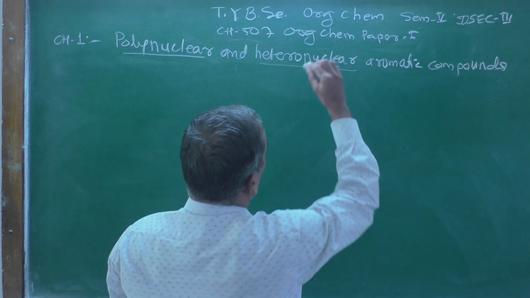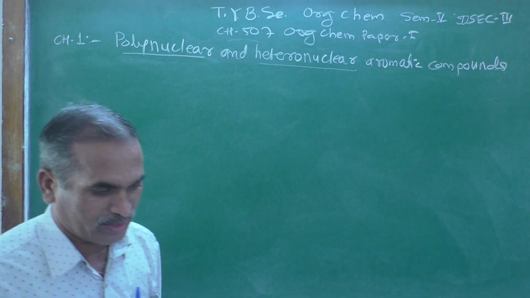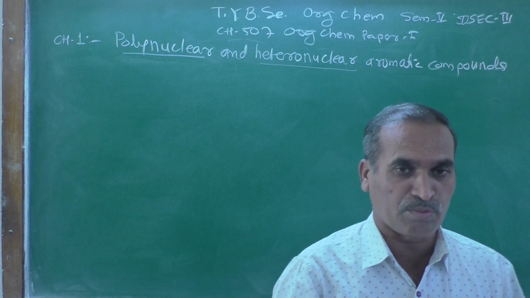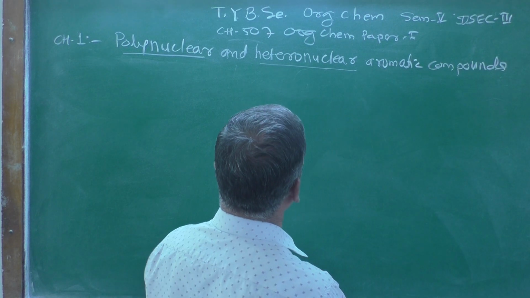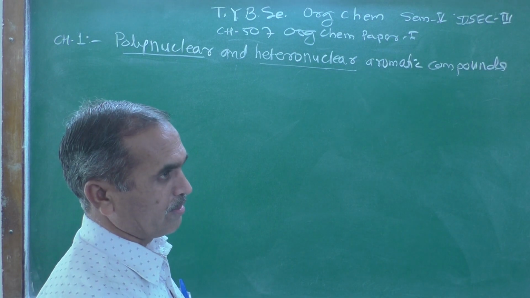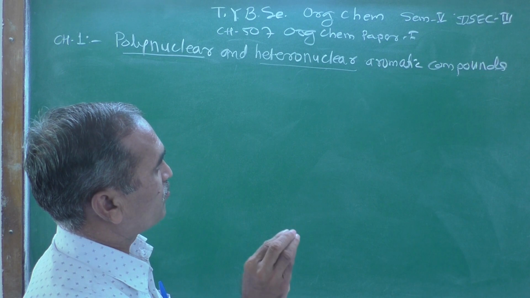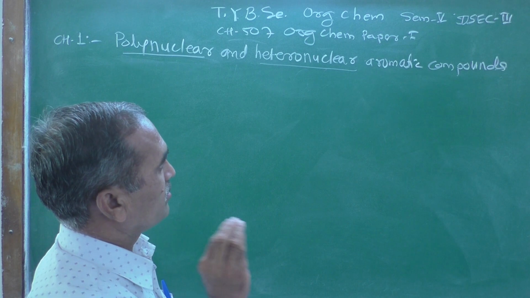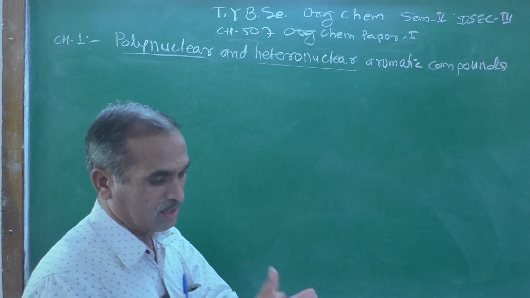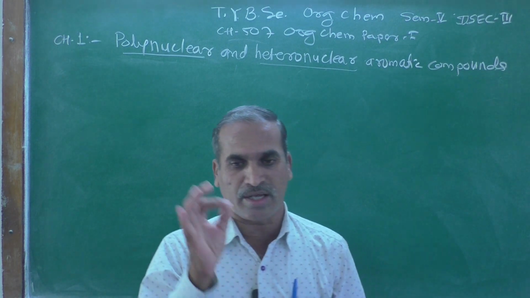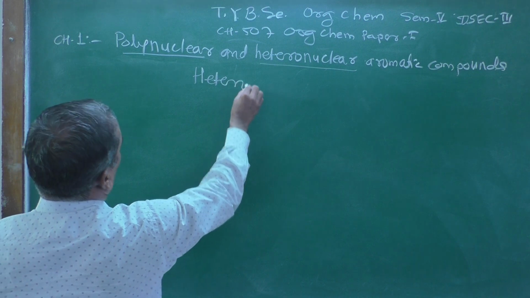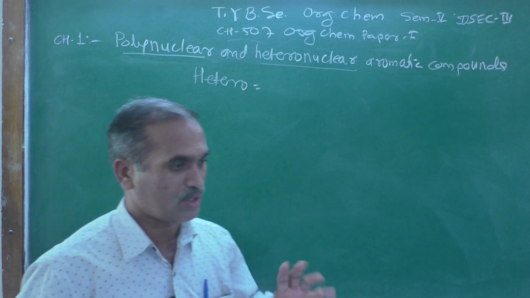Now we are moving toward heteronuclear aromatic compounds. We can call them heterocyclic compounds. What do we mean by a heterocyclic compound? Heteronuclear aromatic compound means what? An aromatic compound, as we know, fulfills the aromatic character and Huckel's rule. The name itself indicates: hetero means different, nuclear means nucleus.